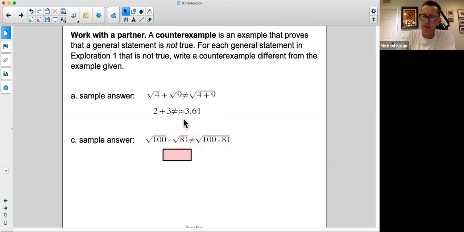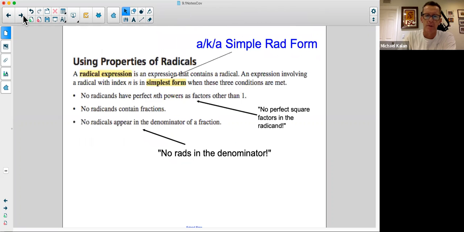And then here's a couple samples that I did. Because the square root of 13 is about 3.61. That's not equal to 2 plus 3. And then here's a subtraction one. Okay. All right. So let's jump in and take a look at something different.